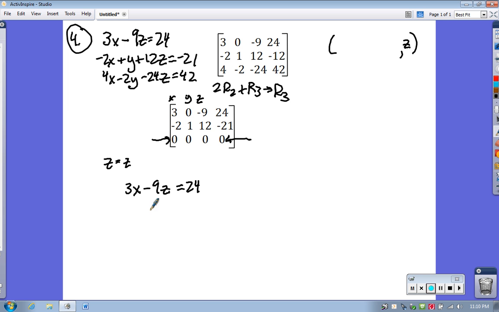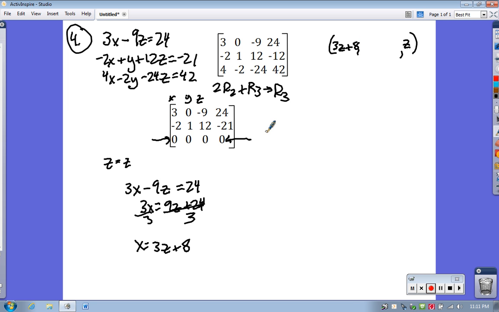Add 9z to both sides. 3x equals 9z plus 24. Divide everything by 3. So x is 3z plus 8. So I know that whatever z is, x is going to be 3z plus 8 of it.